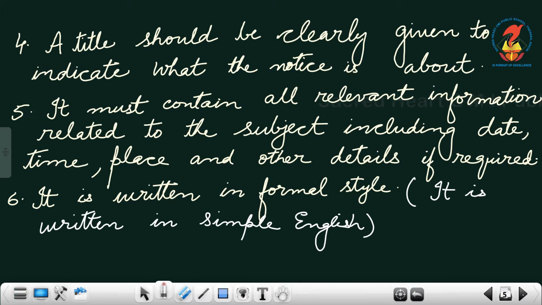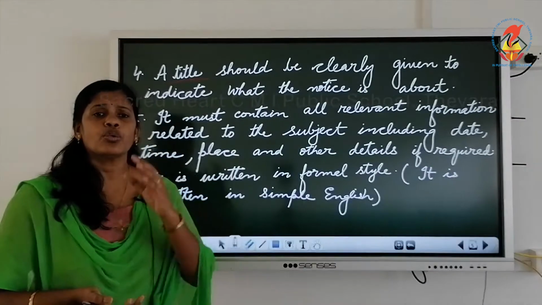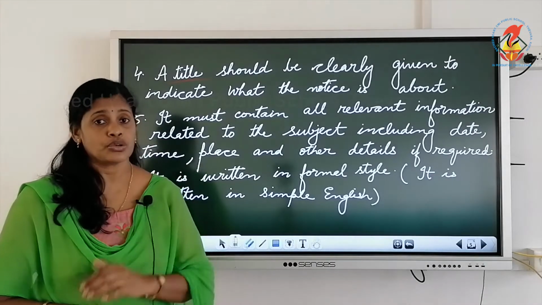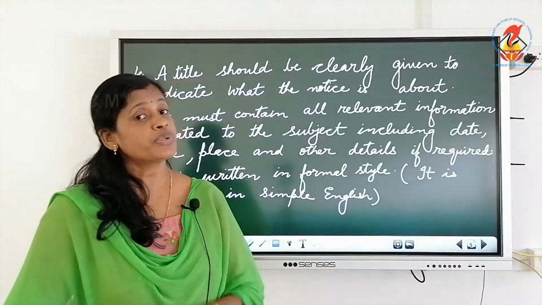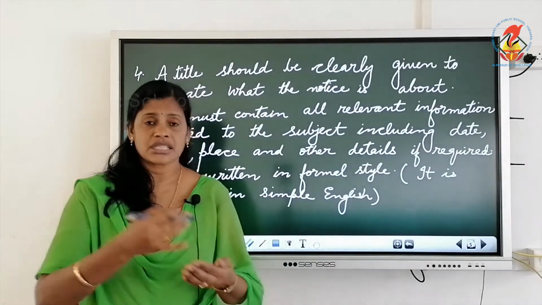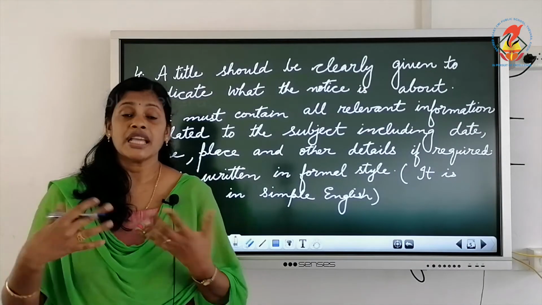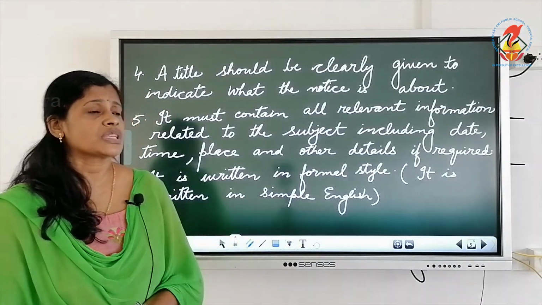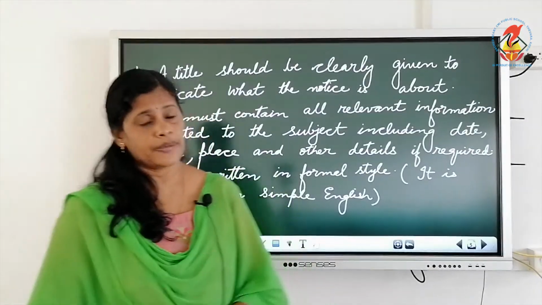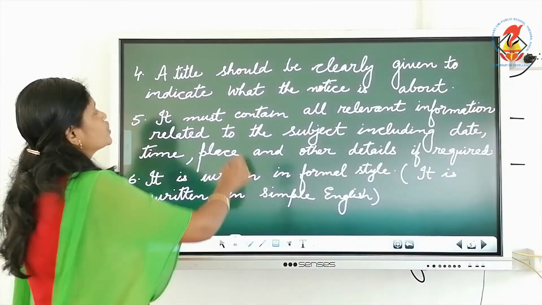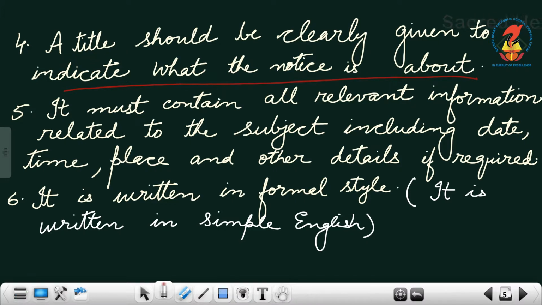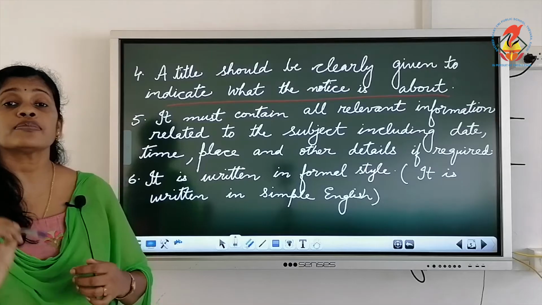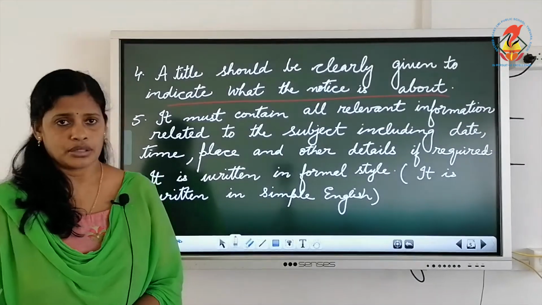A title should be clearly given. A title is also called a heading. It should be clearly given. When you read the title, children, you should come to know what the notice is about. What are you writing the notice for? If it's an art and craft competition, the heading should be art and craft competition. If it's a sports meet, you should write the title as sports meet. If it is about a staff meeting, you should write staff meeting. The heading or the title should indicate what the notice is about. Clearly you will come to know for what you have written that notice.